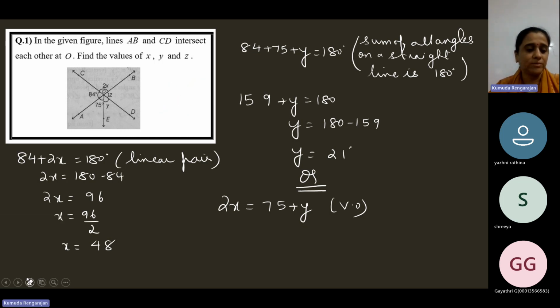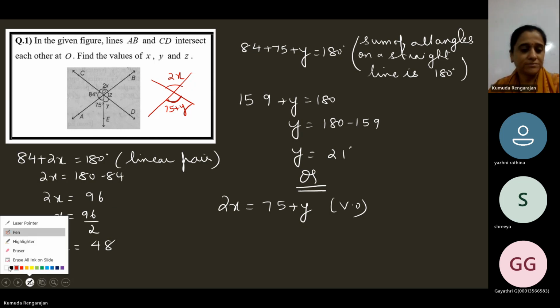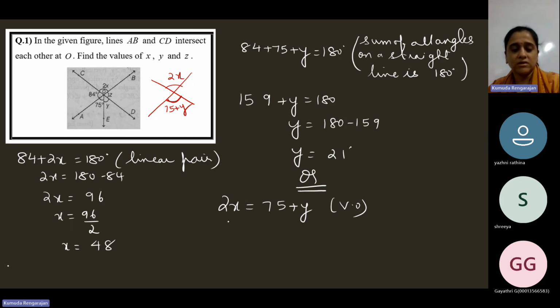Here, these are the two lines AB and CD. 2x and this one are vertically opposite angles, so they are equal. Now, what is this angle made up of? It's made up of 75 and y. So 2x is equal to 75 plus y. 2 into 48 is equal to 75 plus y. So y is equal to 96 minus 75, which is 21 degrees.